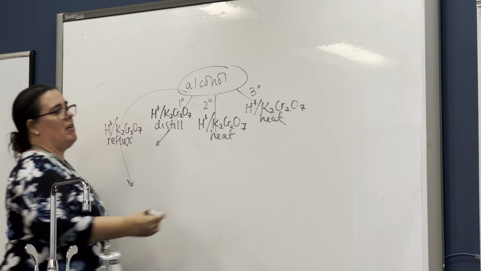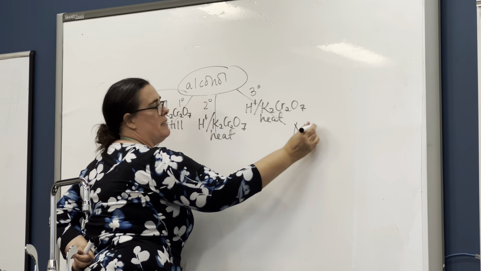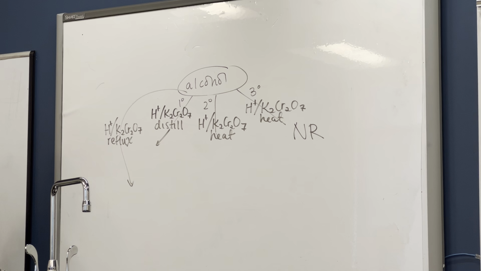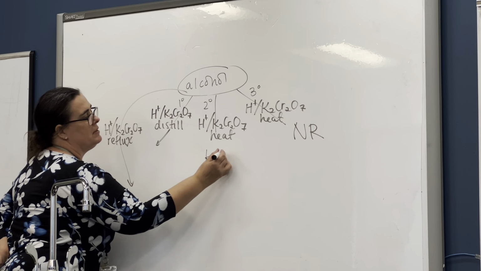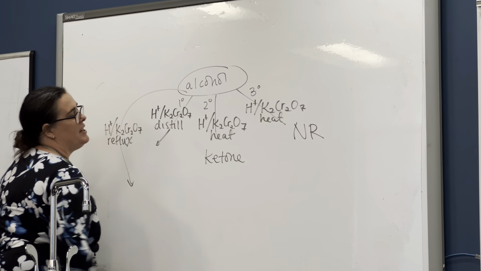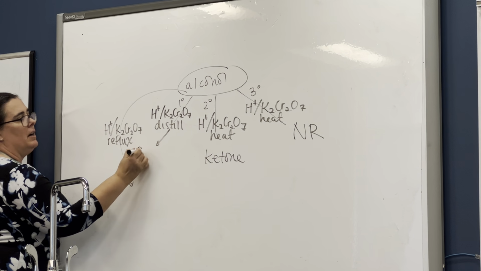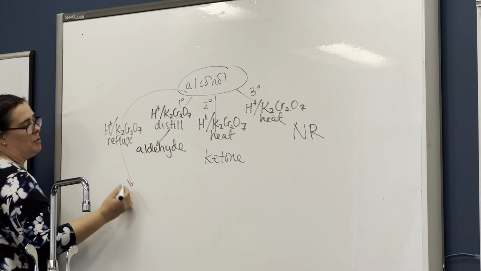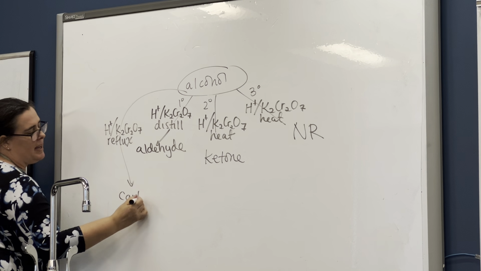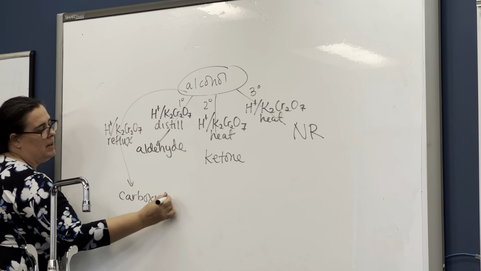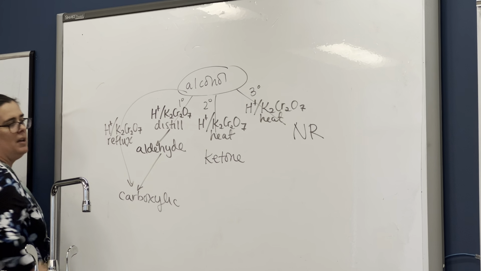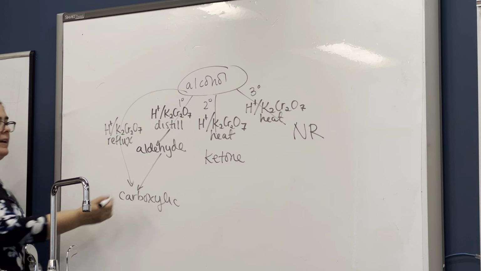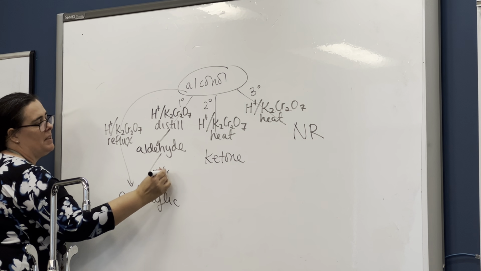A tertiary alcohol does nothing. I will signify that with the phrase NR, which means no reaction. A secondary alcohol will turn into a ketone. And a primary alcohol under distillation will become an aldehyde. Under reflux will become a carboxylic acid. And if you want to, you can keep reacting that aldehyde and throw this in.